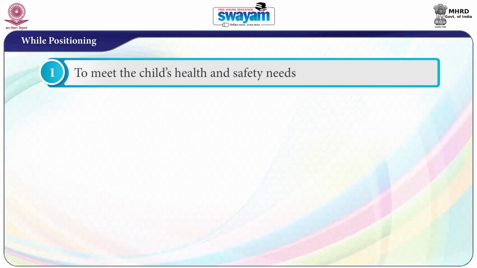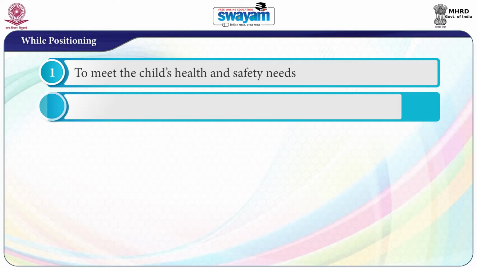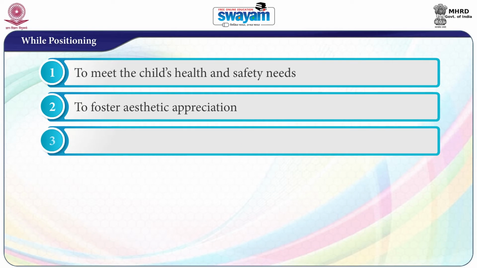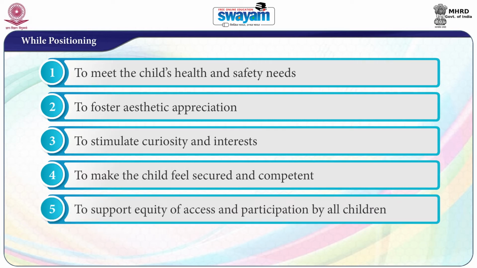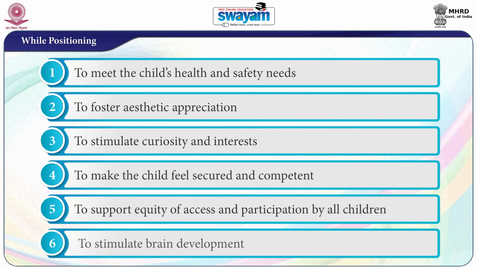First is to meet the child's health and the safety needs. Second is to foster the aesthetic appreciation. Third is to stimulate curiosity and interest. Fourth is to make the child feel secure and competent. Fifth, to support equity of access and participation by all children. And the sixth, but not the least, is to stimulate brain development.